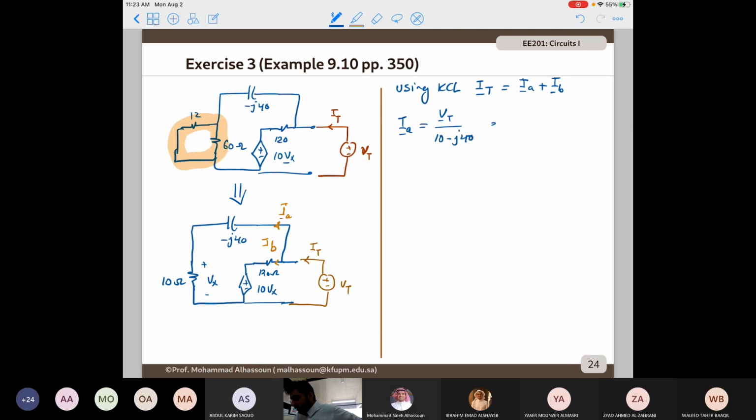So this is IA. What is Vx? It is IA times 10. Yes, 10 IA. So Vx in this case is going to be 10 multiplied by IA. If I multiply by 10, it is going to be VT over 1 minus j4.